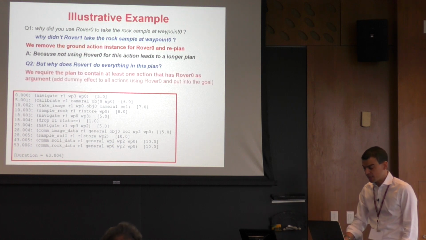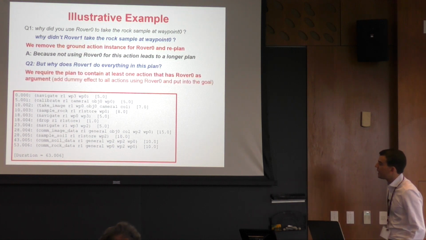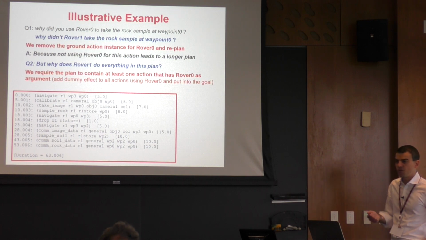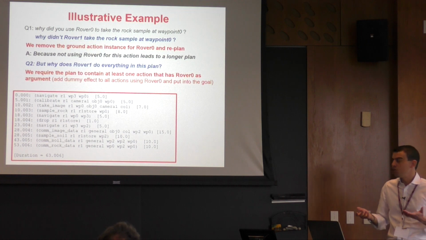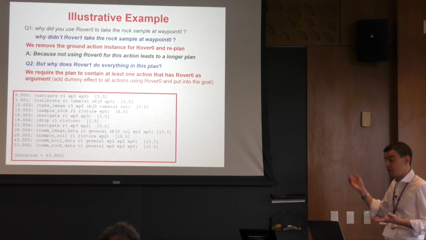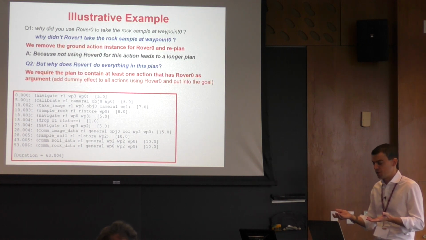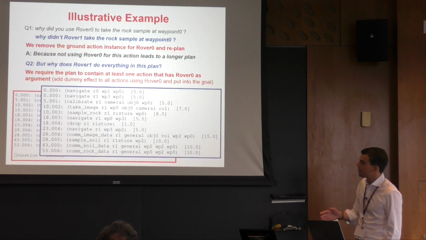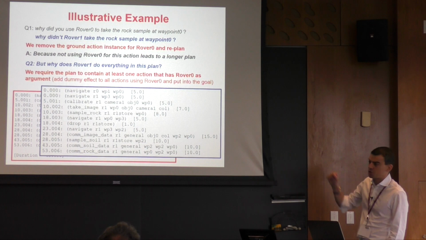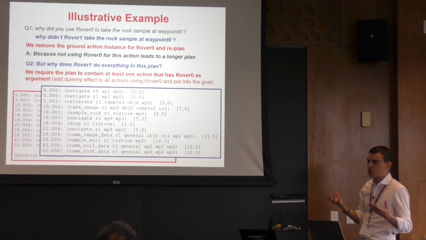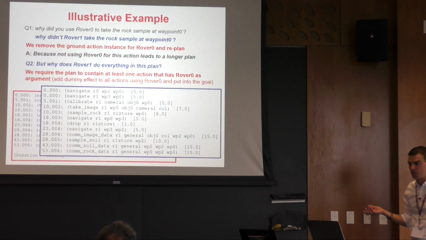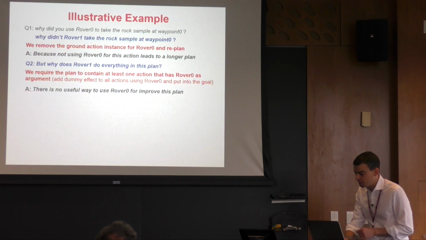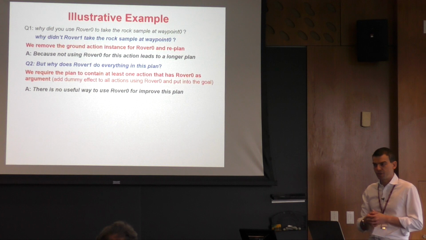So what we do is replan to contain at least one action that has rover 0 as an argument. We force the planner to show me how you can improve this plan by also using rover 0. But what the planner finds is basically the previous plan plus some useless action with rover 0. So it's not actually able to improve the plan with rover 0. The answer would be: there is no useful way to use rover 0 to improve this plan.